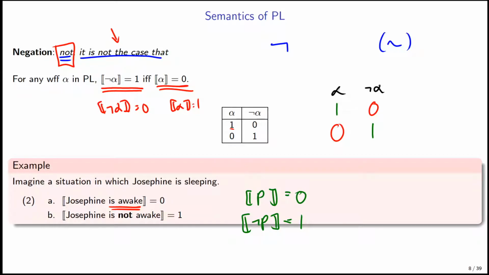So that's a real example with the negation. Another way, of course, of saying Josephine is not awake is to say, it is not the case that Josephine is awake. That'd be another way of paraphrasing that. Okay, so that's the negation. And negation only attaches to one thing, so all it does is it flips the truth value.